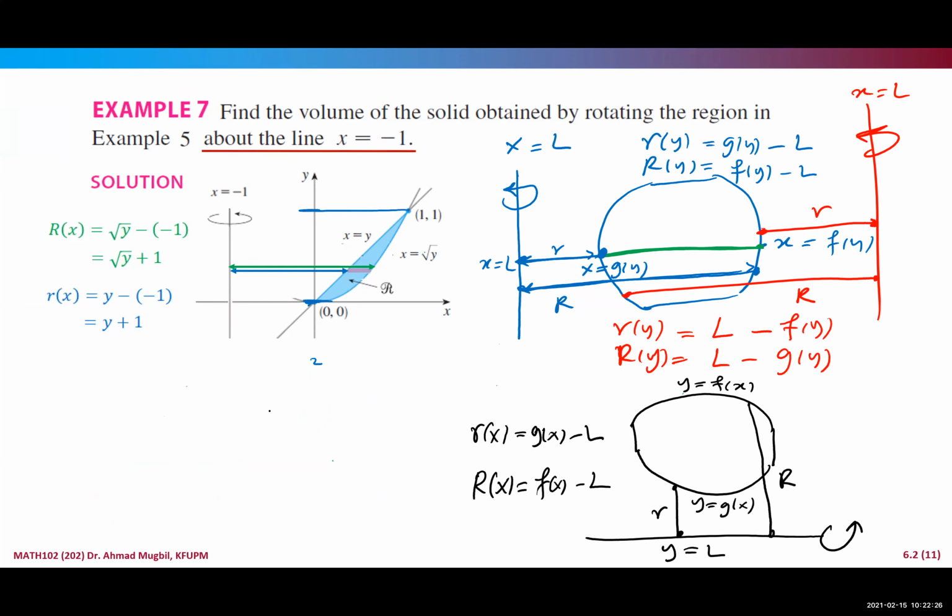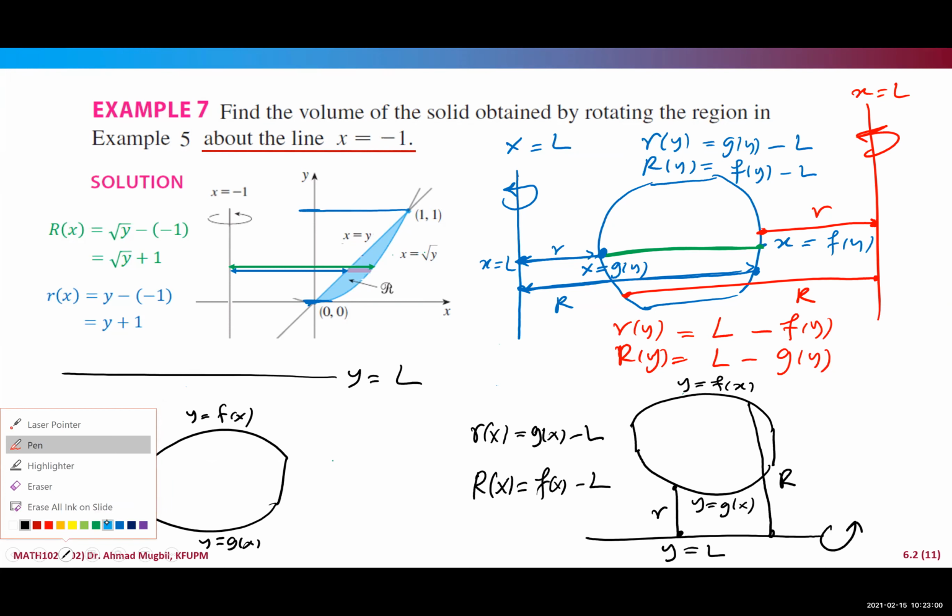If this is the situation, this is your graph, this is your y equals f of x, and this is y equals g of x, and these are the boundaries of the region, and your axis of rotation. I need much more space here. So let me draw the axis of rotation here, which is y equals L. And this is my region, with the boundaries from the right and the left. This is y equals f of x, and this is y equals g of x. Now, what will be the outer and the inner radii? The distance from here to here will be r, and from here to here, it will be R capital.